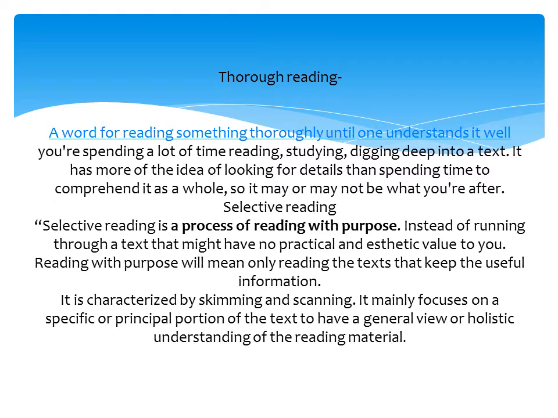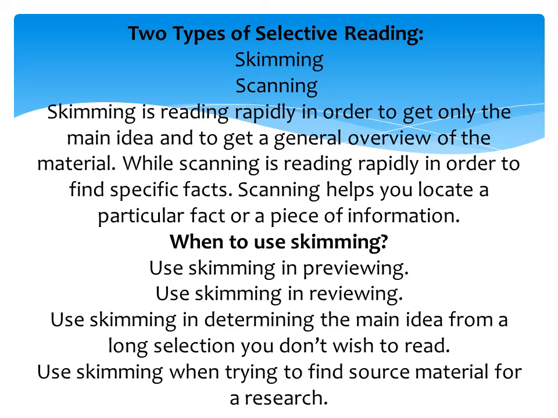Selective reading is a process of reading with purpose instead of running through the text that might have no practical and aesthetic value to you. Reading with purpose will mean only reading a text that keeps the useful information. It is characterized by skimming and scanning. It mainly focuses on a specific or principal portion of the text to have a general view or holistic understanding of the reading material. So there are two types of selective reading: skimming and scanning.